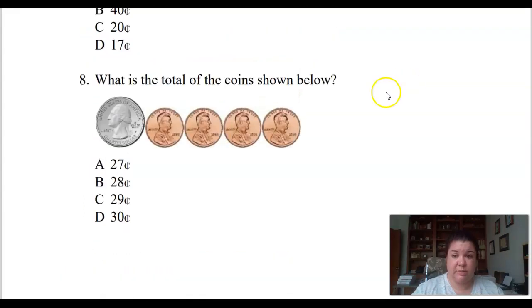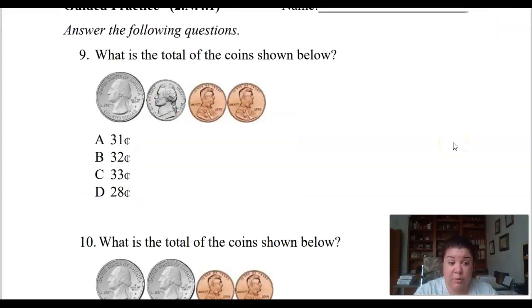All right, let's look at this one. What is the total of the coins shown below? Pause it, figure it out. Okay, we have 25, 26, 27, 28, 29. So you should have gotten C, 29. If you didn't, have someone go help you. If you did, excellent.